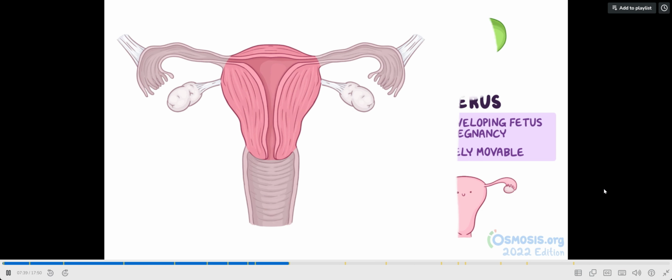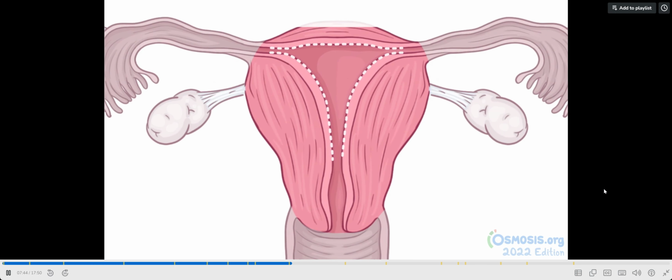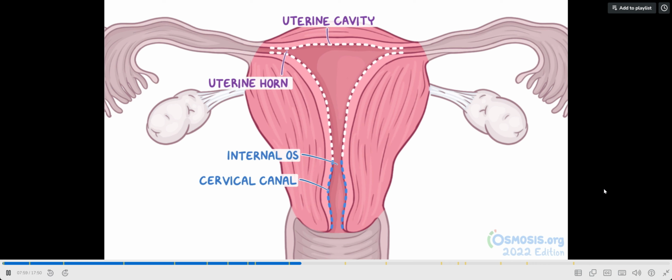Alright, now let's look at the internal features of the uterus. First is the uterine cavity, which extends superolaterally, forming the regions where the uterine tubes join, called the uterine horns. Next is the cervical canal, located within the cervix. This canal extends from the anatomical internal os, which opens into the uterine cavity, to the external os, where it communicates with the lumen of the vagina. During delivery, the fetus descends through the cervical canal and the vagina, together called the birth canal.